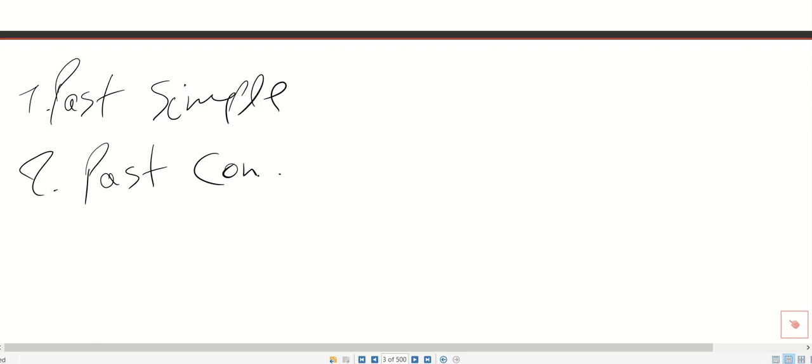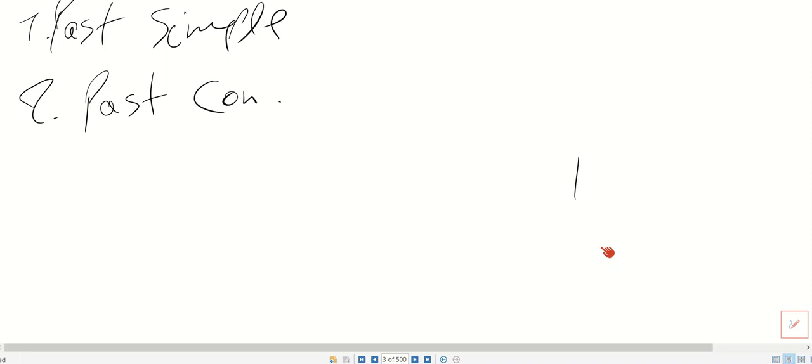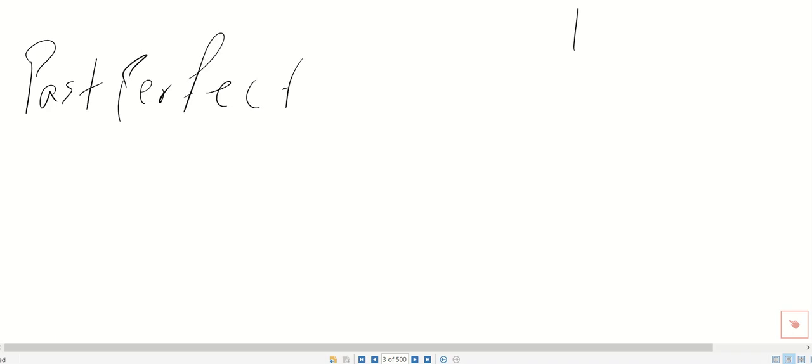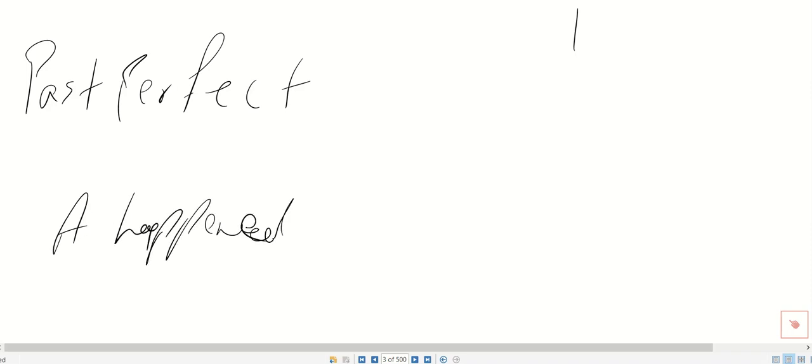Actions that happened before another action happened in the past. So let me write it down. Actions that happened before another action in the past. We use past perfect. So actually in this case we say A happened earlier than B. Something happened first, after that something else happened.